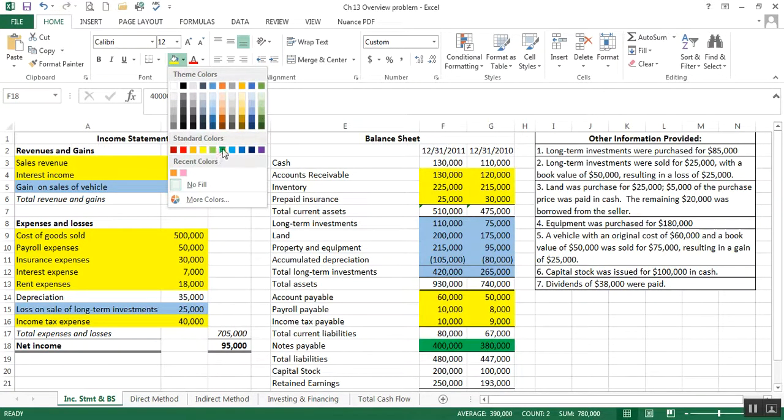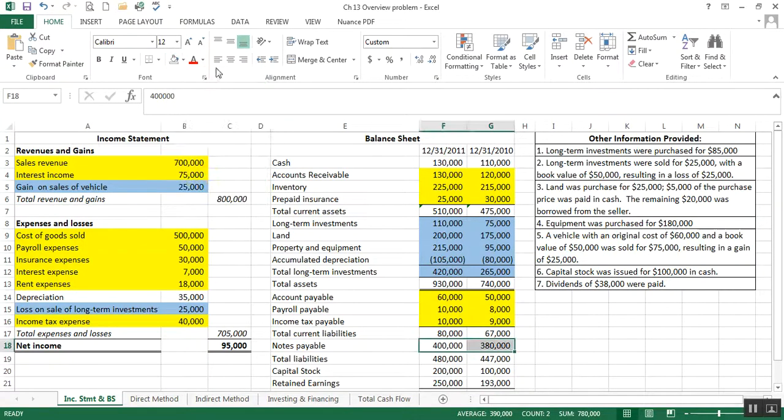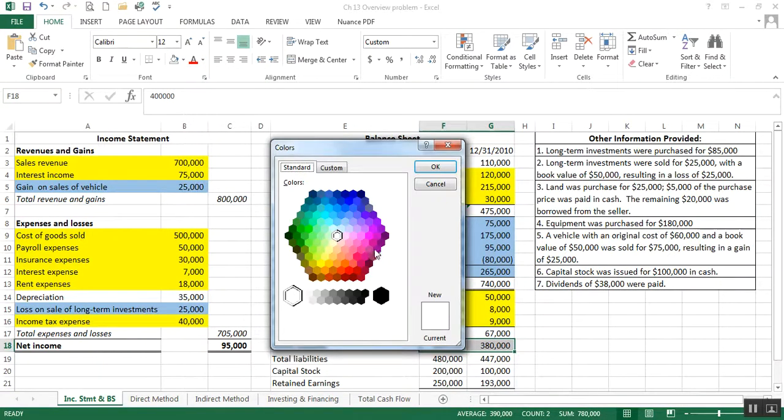Let's see, make it purple. No purple. Whoops. Let's pick a lighter color.